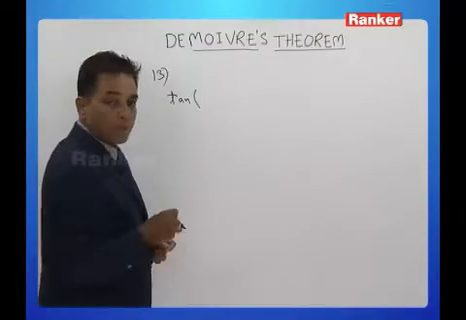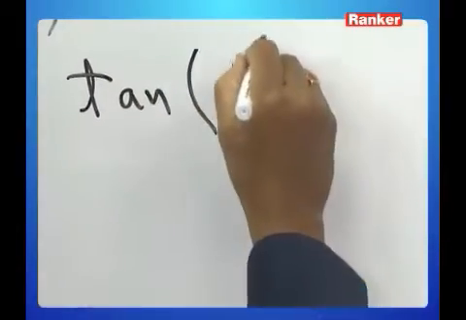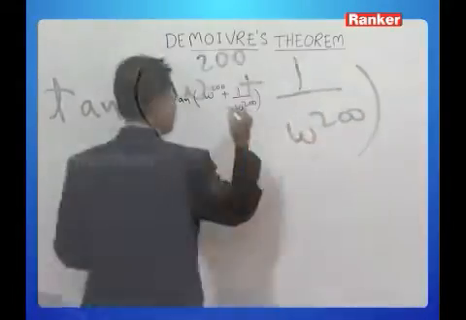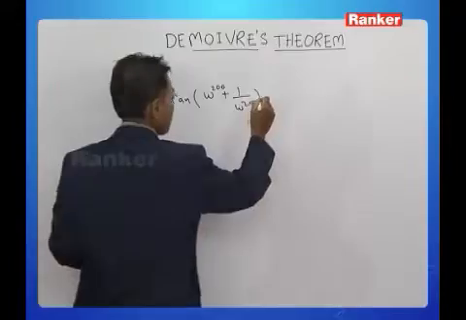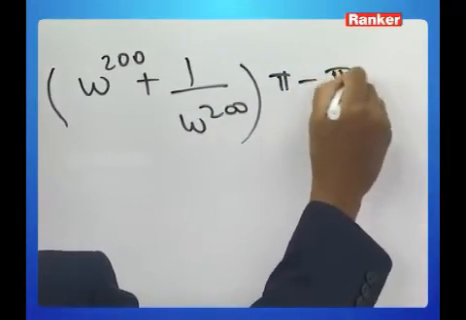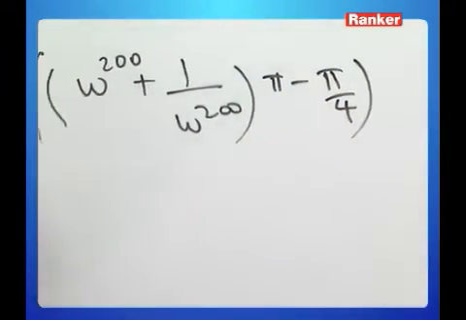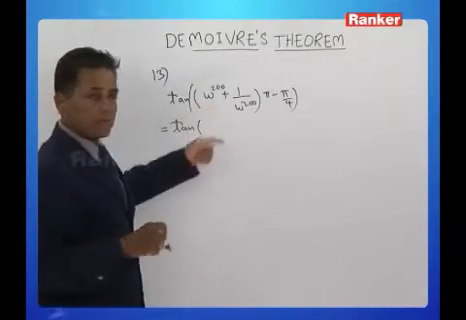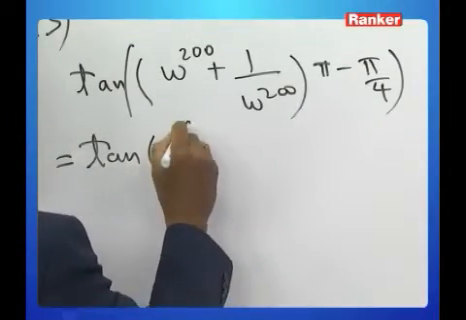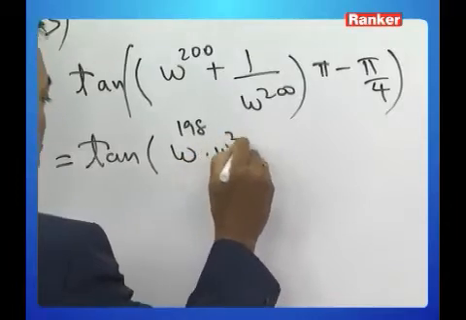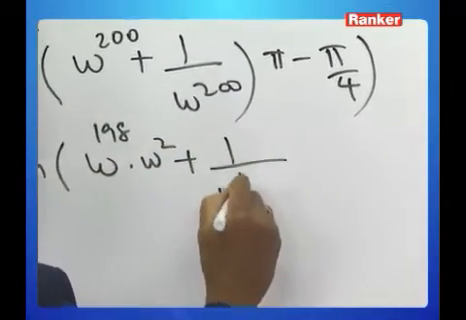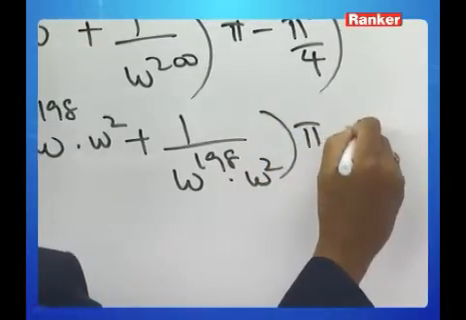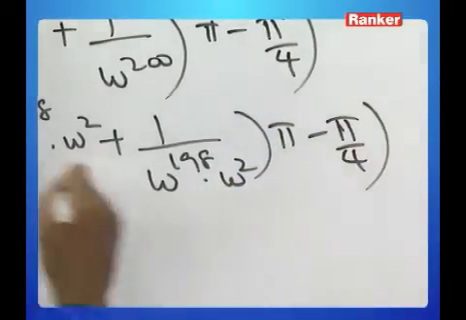Tan of (omega power 200 plus 1) by omega power 200 into pi minus pi by 4. Let us see what is the right answer. Omega power 200 is omega power 198 into omega square. Omega power 198 into omega square into pi minus pi by 4.